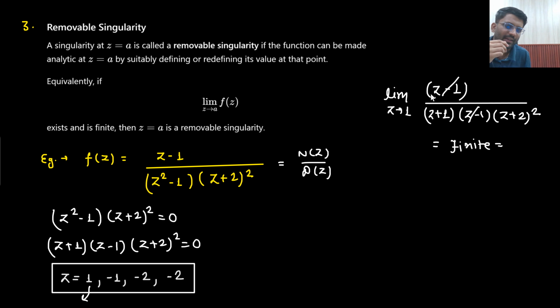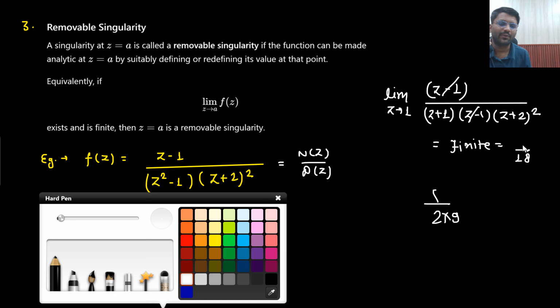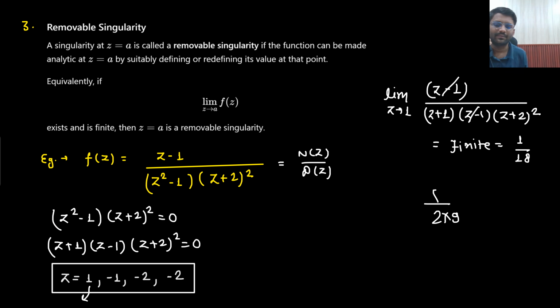What value will we get? It will be 1 by 2, 1 by 9, 1 by 18. So we are getting the value to be 1 by 18. Okay, so it is finite. And if it is finite, then z equals 1 is a singularity, absolutely. Is it a singularity? Yes, absolutely. But it is a removable singularity.